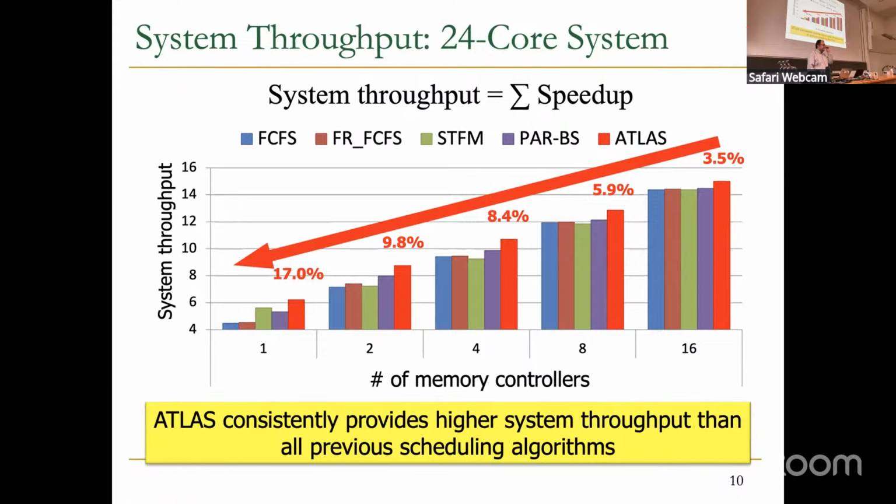And this is basically expected, because when you have few memory controllers, or essentially low memory bandwidth, it's more important how you prioritize and how you schedule, right? So having fewer memory controllers causes techniques like Atlas to provide better performance improvement compared to the baseline. But as you increase the number of memory controllers, you can see that many of these schedulers are working almost the same.